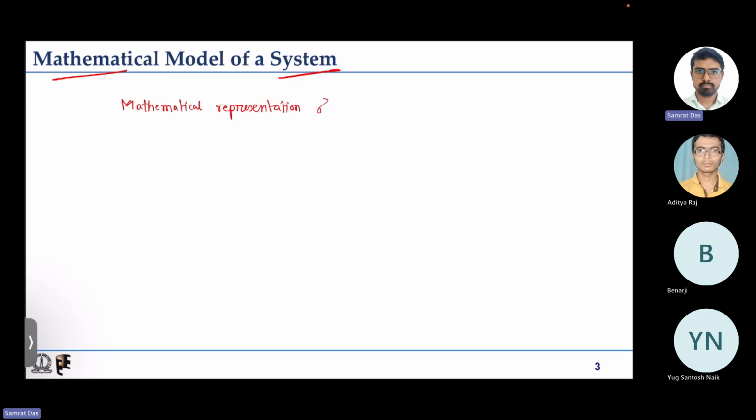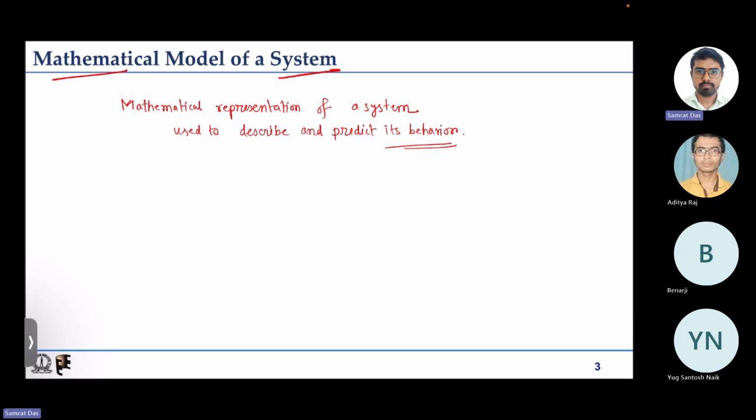Mathematical representation of what? Of a system. We understood what a system is. Why is it used? It is used to describe, and sometimes predict also, its behavior. So whose behavior? The system's behavior. What do you mean by behavior?